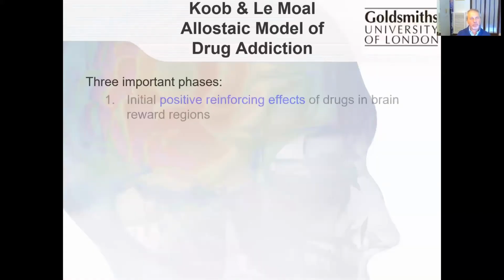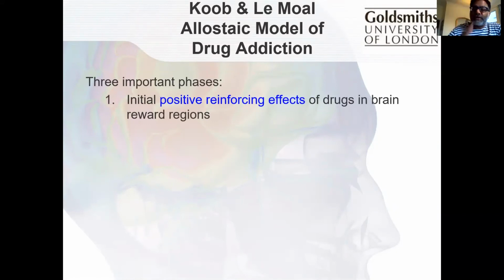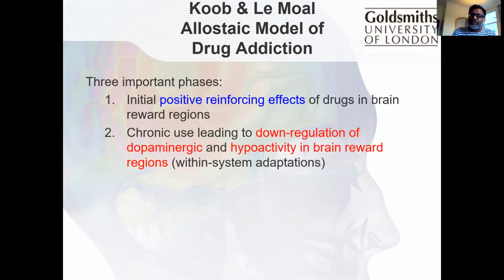Right. So there are three important phases: the initial positive reinforcing effects of the drugs in the reward areas. Then there's the chronic use, which leads to the downregulation of the dopaminergic system and underactivation of the reward pathways. So this is what's happening within the same system, that within those neurons, they're kind of going to sleep. The dopamine isn't really having much effect. So that's the within system adaptation.